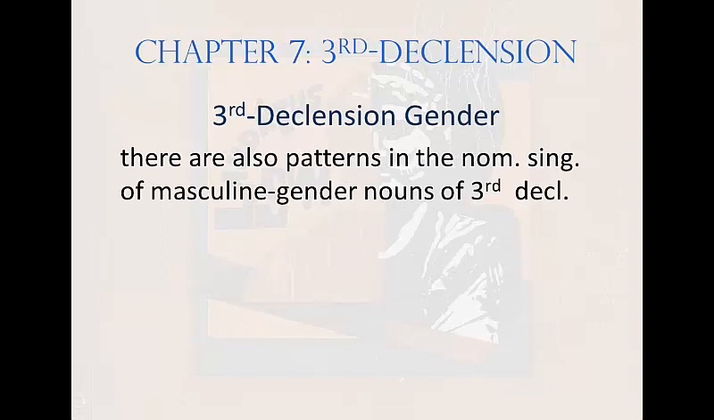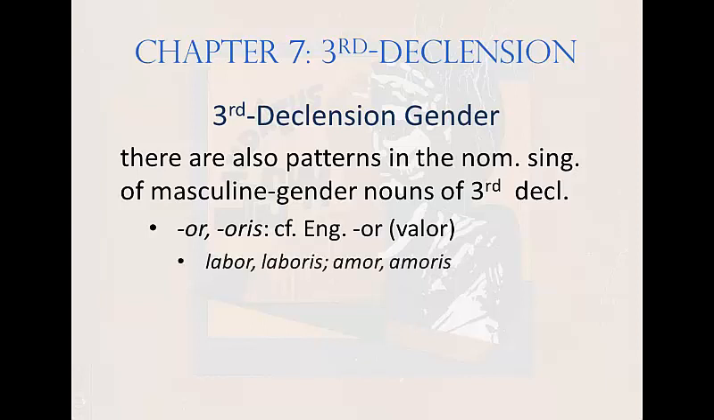But not all noun suffixes in third declension are feminine. Some are masculine. Here are 2 examples. The suffix -or, -oris, from which we get English words like valor, and Latin produces words like labor, laboris, meaning work, and amor, amoris, meaning love, always generates masculine gender nouns. Note the nominative singular as well. Here the base -or and the nominative singular -s combine to create a nominative singular -or.